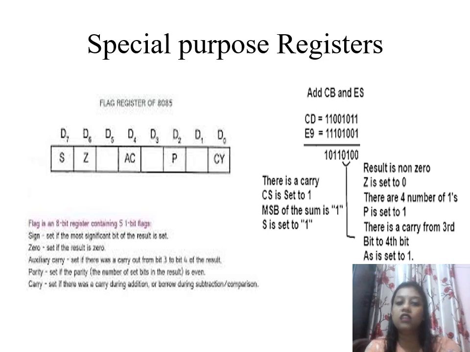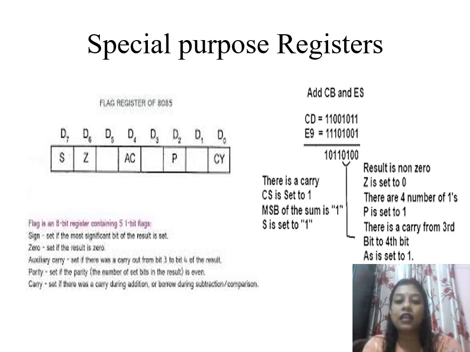Now I will tell you each and every flag bit, how it works, when it is set, when it is reset. So let's talk first about D0, that is the carry flag. Carry flag: whenever we do any arithmetic addition or subtraction, whether a carry or a borrow is generated or not. If a carry is generated at the end of the operation, then this carry flag is set to 1. Next we will talk about the parity flag. Parity always gives you the number of ones in the result. So if my number of ones is even, then my parity flag will be set to 1, otherwise it will be set to 0.